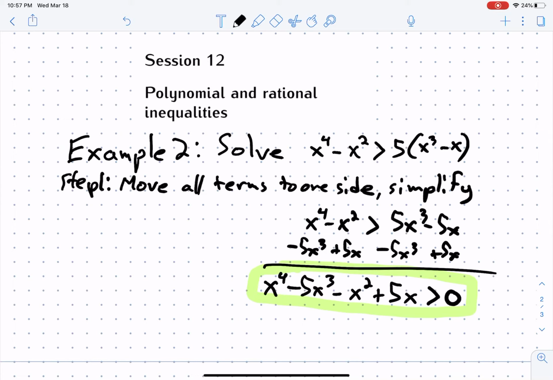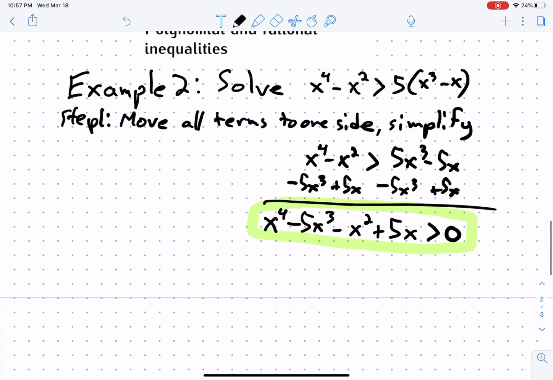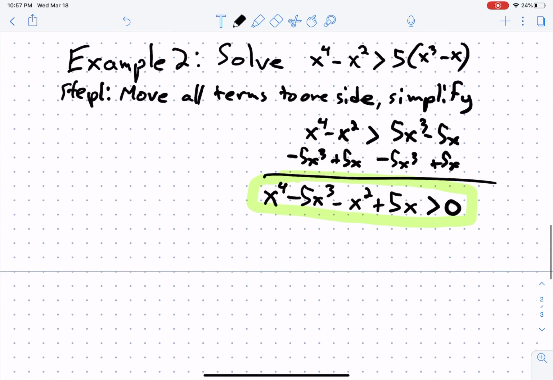Okay. However, the steps that we're going to go through are the same steps that we did in the previous example, and those steps go like this. So let's call it step 2. Set the left-hand side, LHS just means left-hand side, equal to 0. Now, you might be wondering, since there's no greater than or equal to sign, why do we set it equal to 0?